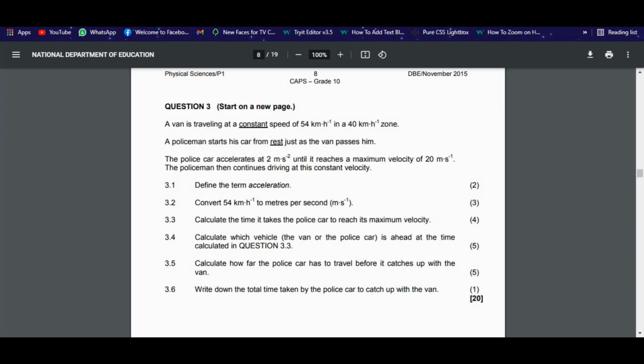Okay. To convert 54 kilometers per hour into meters per second, I'll show that calculation now. I'm just going to do it on my calculator so I get the answer. 54 divided by 3.6. Okay, cool.